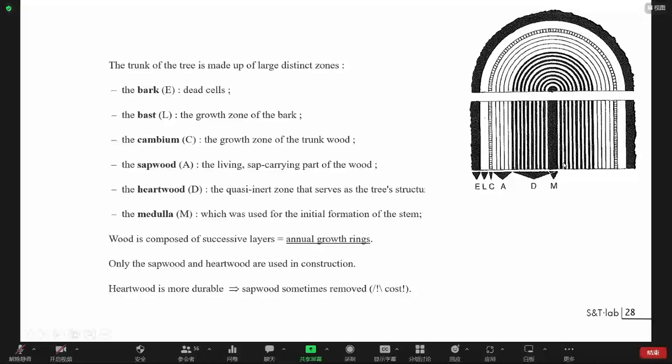This is important to put forward for several reasons. First, you have annual rings that are appearing, so each year is corresponding to a ring. We will see in more detail what this means about these rings. And also we will see differences in terms of behavior between the center, the heartwood, and the sapwood. And sometimes we will have to make different decisions about using or not the sapwood all around the heartwood. And I will discuss this later, since this has a cost.